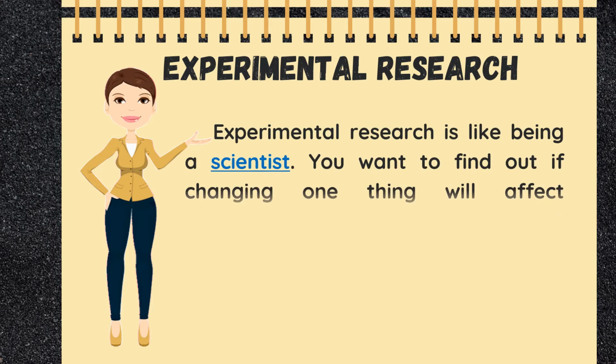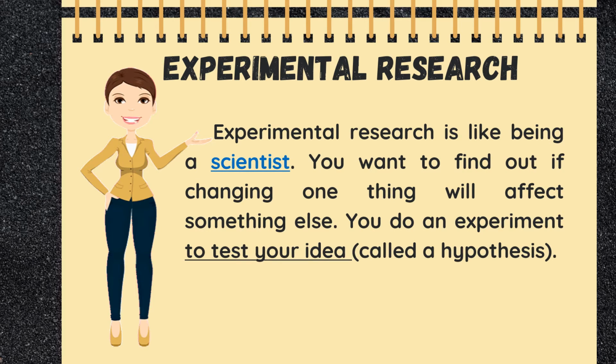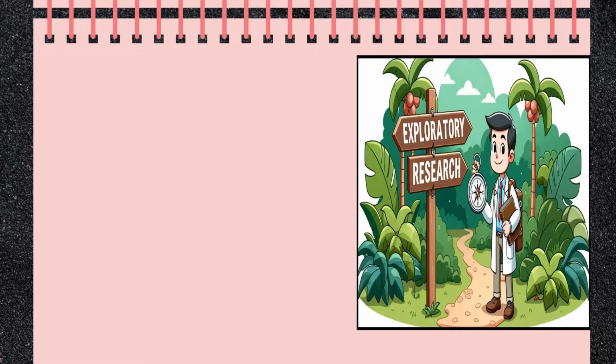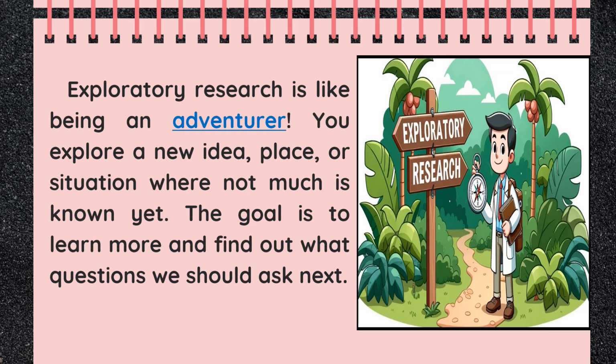Experimental research is like being a scientist. You want to find out if changing one thing will affect something else. You do an experiment to test your idea called a hypothesis. Exploratory research is like being an adventurer. You explore a new idea, place, or situation where not much is known yet. The goal is to learn more and find out what questions we should ask next.